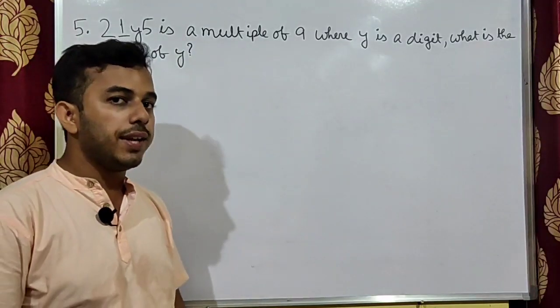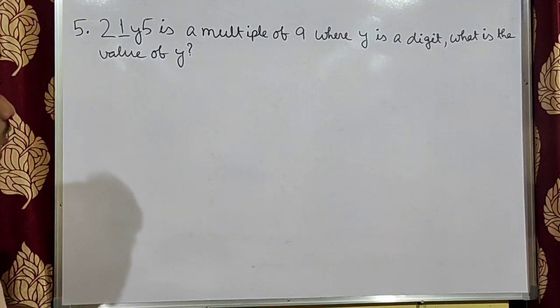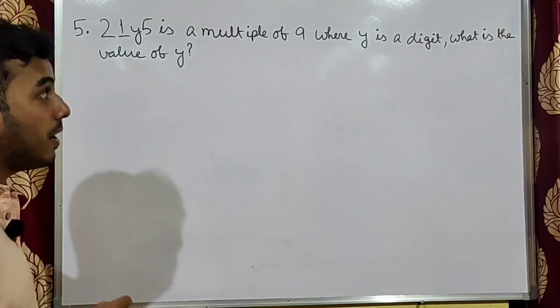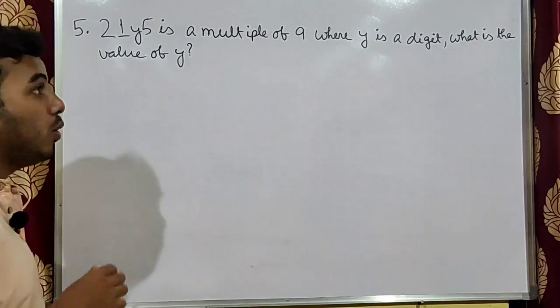So we are here with our next question, that is question number 5. Here the question is: 21y5 is a multiple of 9, where y is a digit. What is the value of y?